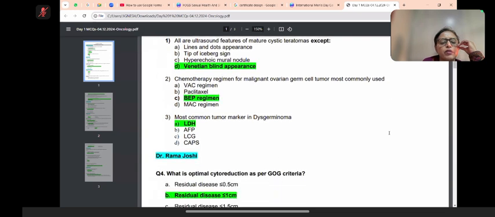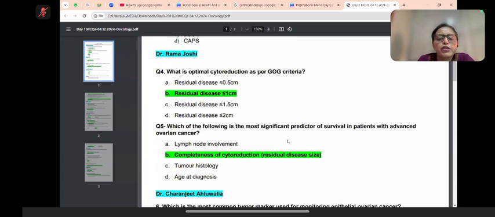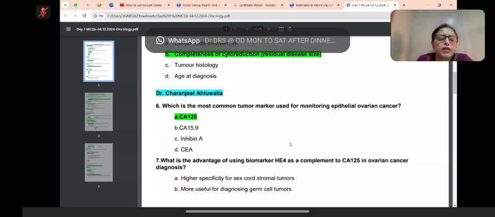LDH. Next, Dr. Rama Joshi's questions were, what is the optimal cytoreduction as per GOG criteria? It should be residual disease less than 1 centimeter. Which of the following is the most significant predictor of survival in patients with advanced ovarian cancer? The answer is completeness of cytoreduction, that is the amount of residual disease. Dr. Charanjit's questions were, which is the most common tumor marker used for monitoring epithelial ovarian cancer? Again, very simple question, CA125.